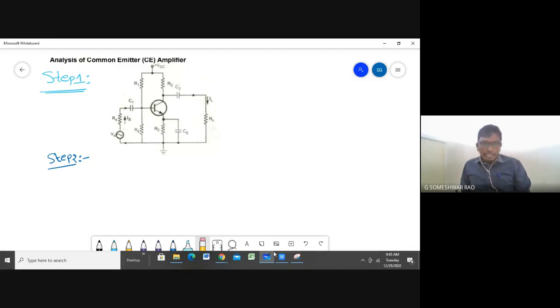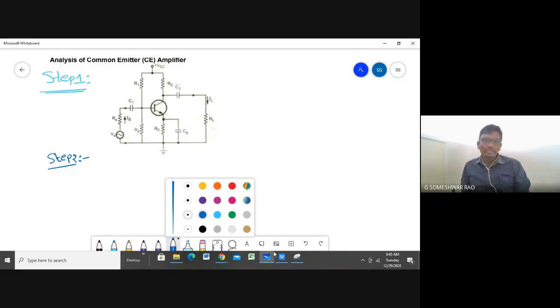So if I draw the AC equivalent circuit, what is step two? Step two is to draw the AC equivalent circuit diagram.